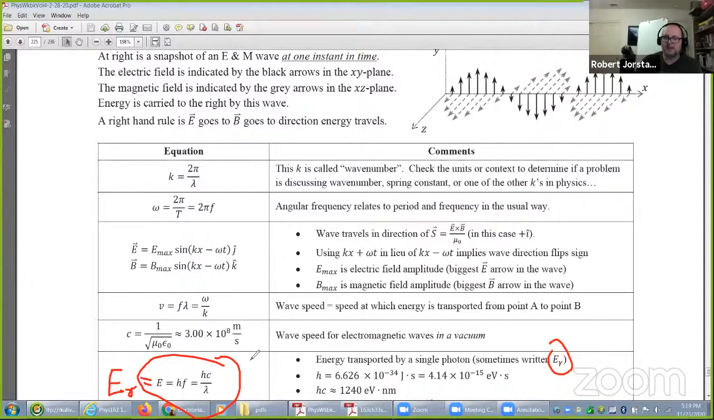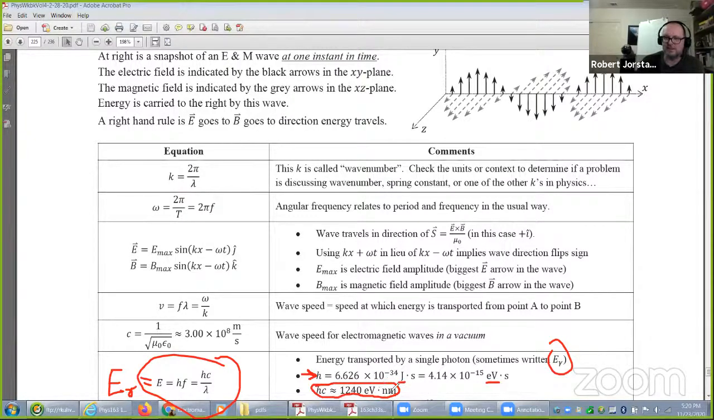But h is just some number. It's Planck's constant. You are going to learn all about it in Physics 162. Notice there's different units. If you're dealing with eV versus joules, the units change the number. But a very convenient number that you can use for test questions is this. hc is 1240 eV nanometers.